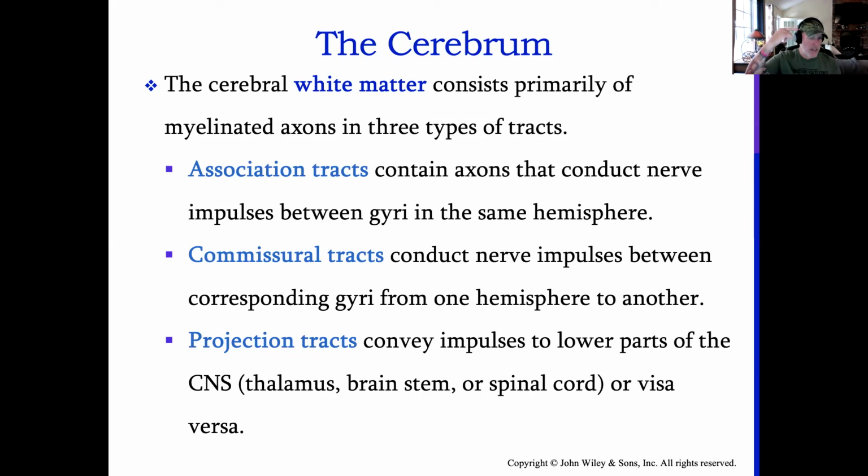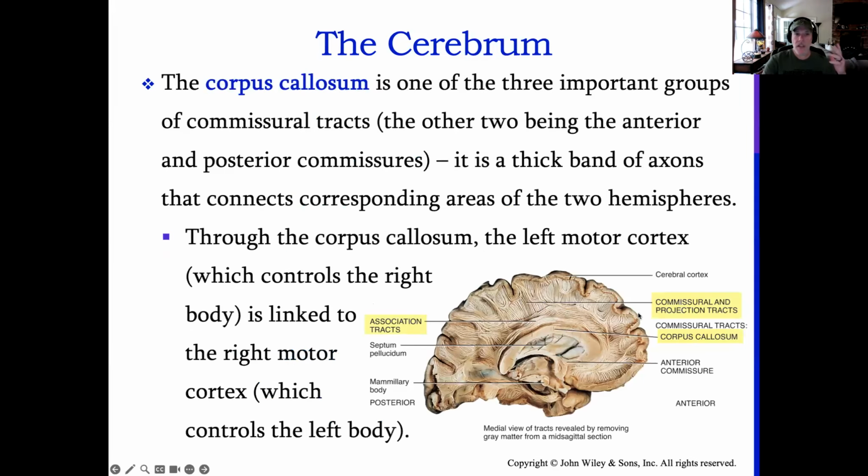So association tracts are moving in this direction like this. Projection tracts are going to move up and down, say from the thalamus and the brainstem to the spinal cord, or vice versa. Commissural tracts are going to move from side to side, so they're crossing hemispheres. Say we have information in the right hemisphere that needs to get to the left hemisphere. That's going to be done through a commissural tract. And one of the body's main commissural tracts is a structure called the corpus callosum.